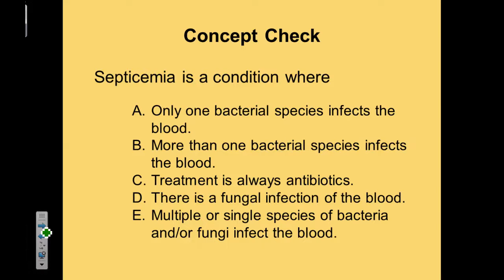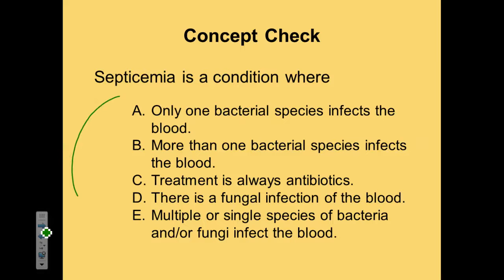So, concept check class. Septicemia is a condition where A, only one bacterial species infects the blood, B, more than one bacterial species infects the blood, C, treatment is always antibiotics, D, there is a fungal infection of the blood, or E, multiple or single species of bacteria and or fungi can infect the blood. You can rewind the video, check your notes, or check the textbook to get me an answer. Go ahead and pause it and get me that answer right now. 1, 2, 3, 4, 5.